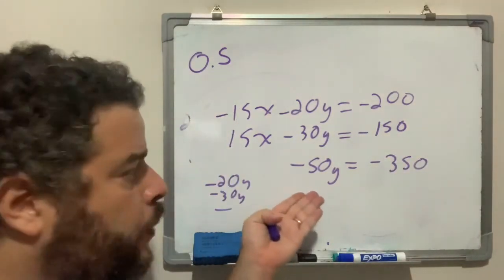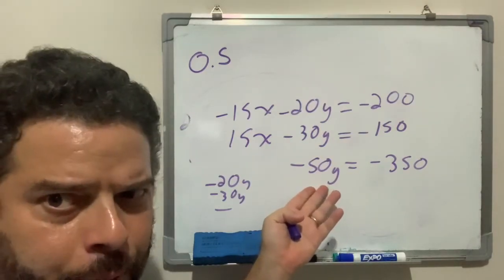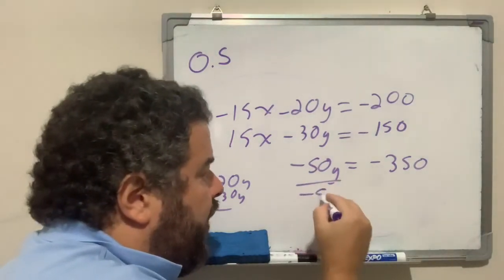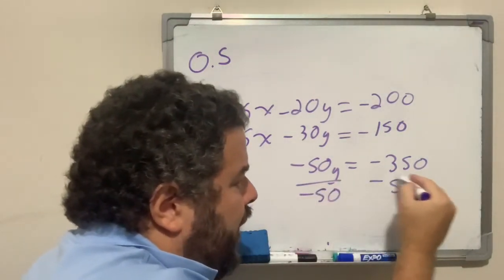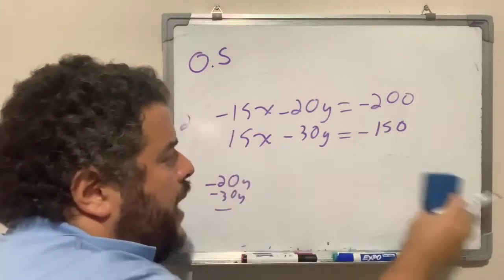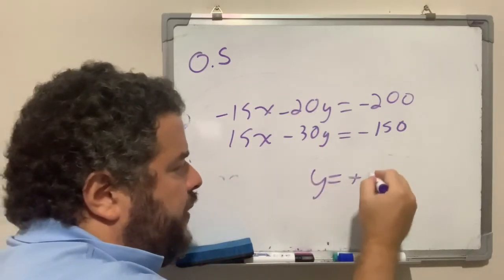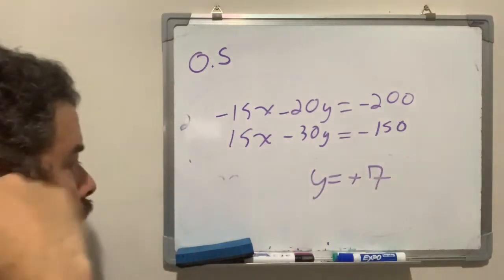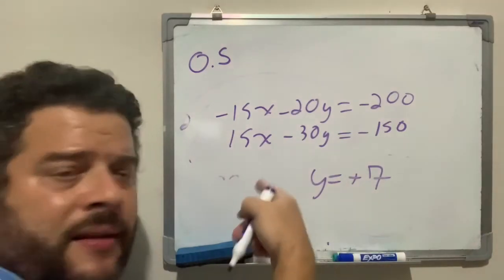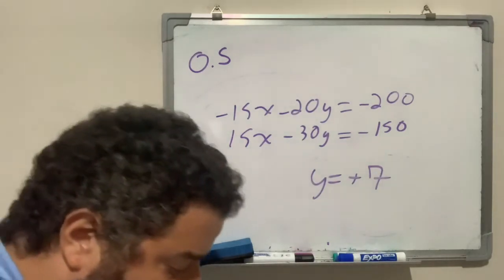Note, I am left with a one variable equation. Negative 50y equals negative 350. All you do now is isolate for y. Divide by negative 50, divide by negative 50. This gives you positive 7. So now you know that your y is equal to positive 7. All you have to do now is plug that y into any of these equations, isolate your x, and you're done.